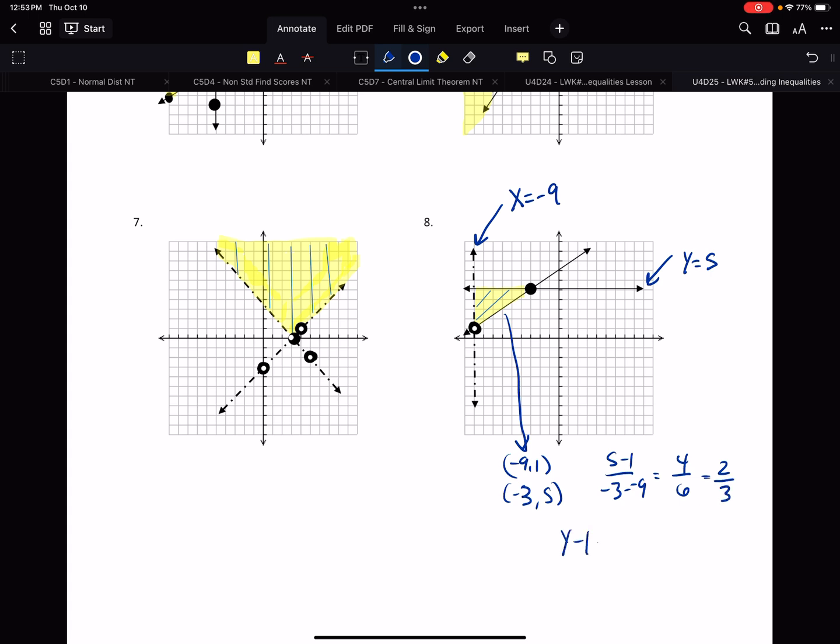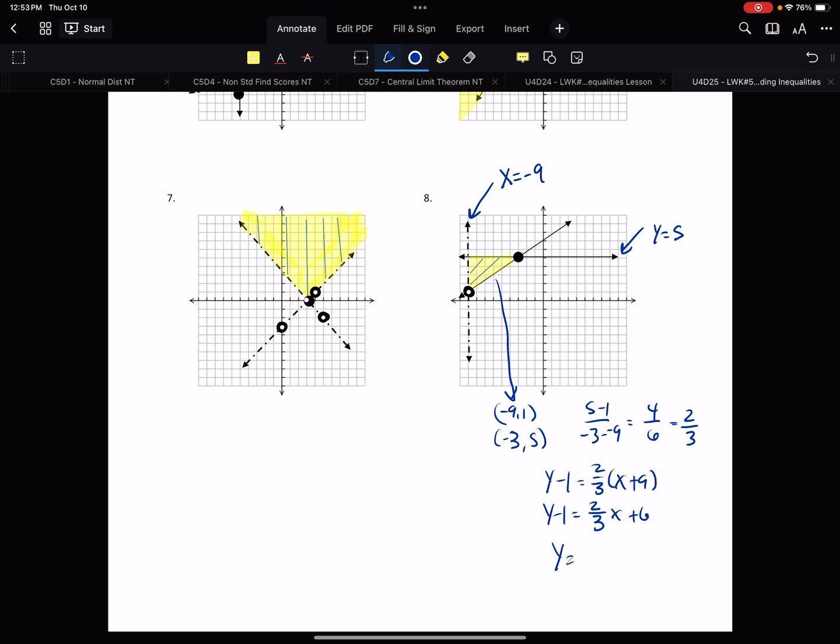So if I go y minus 1 equals 2/3 times (x plus 9), y minus 1 is 2/3 x plus 6. y equals 2/3 x plus 7. All right, now we got the equations. Well, let's stop right there. We need the inequality. We need the system set up.